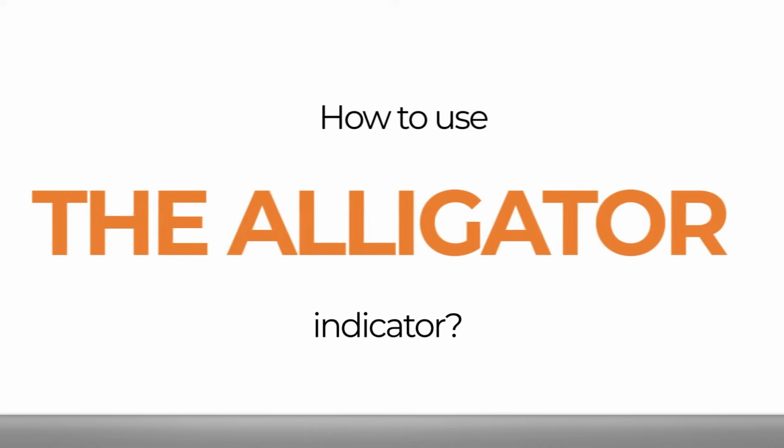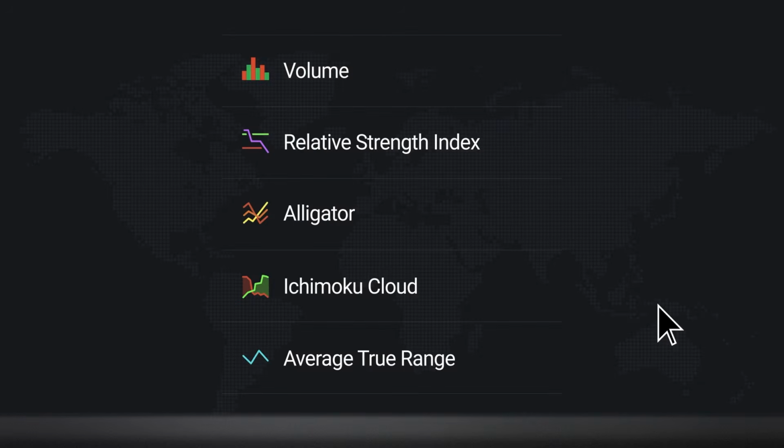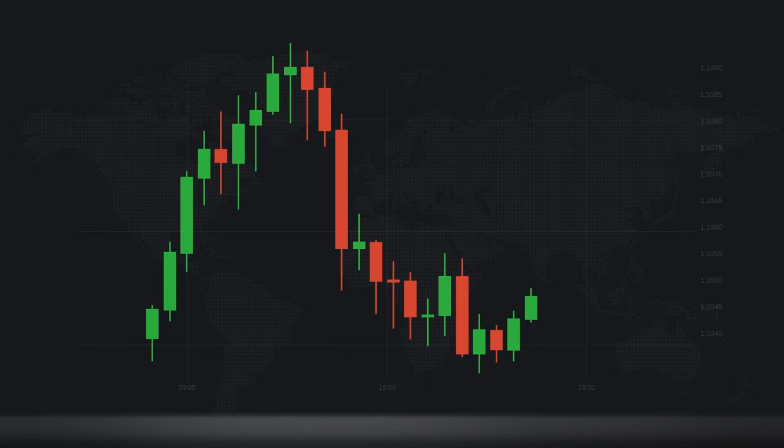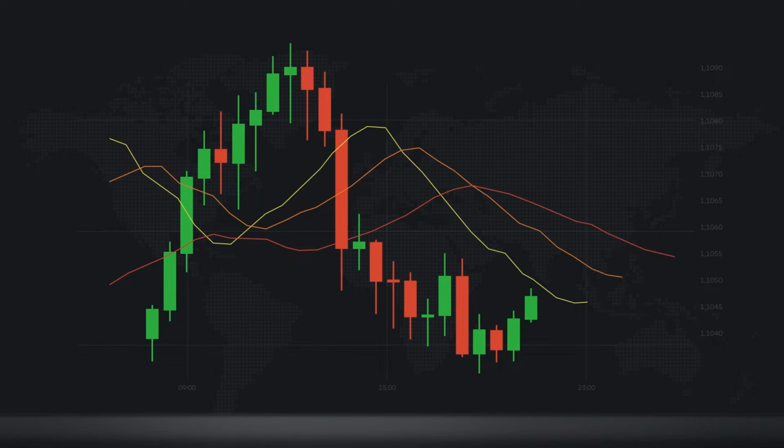How to use the Alligator indicator. The Alligator is a technical analysis indicator that may indicate an emerging trend, the strength of the current trend, and potential reversal points. The greatest advantage of the Alligator indicator is that it may be applied to any time frame and asset. The Alligator is composed of 3 moving averages with different periods.